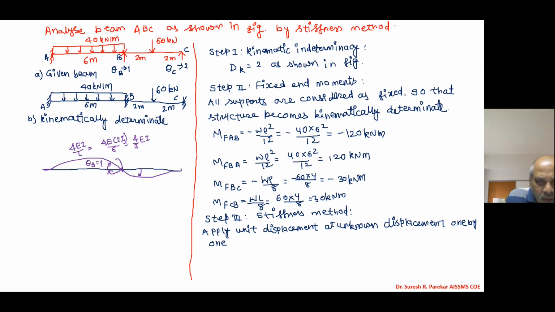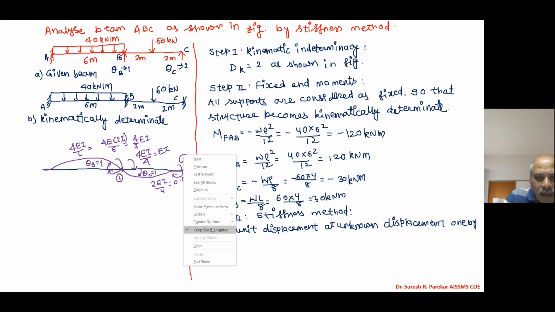Now for BC, again clockwise we have to go, and likewise C should be 0. So theta C equal to 1. Then we have this value 4EI by 4, that is equal to EI. And here we have 2EI by 4, and that is 0.5 EI. Now we have unknown displacement number 1 and number 2.